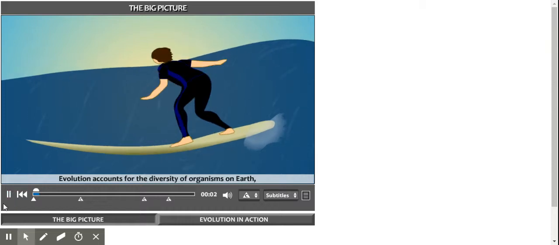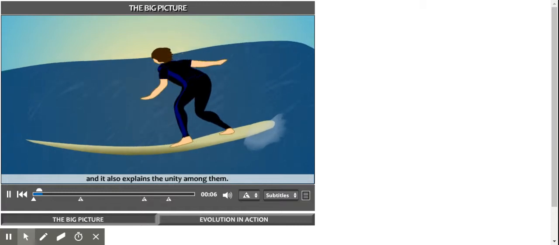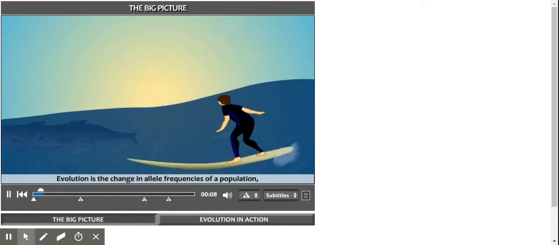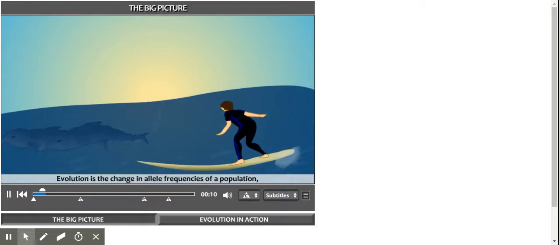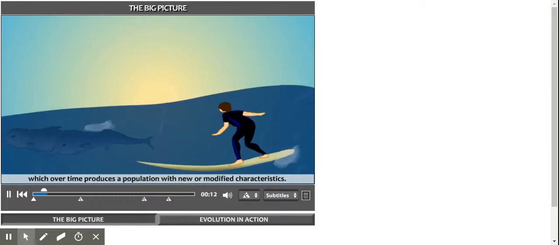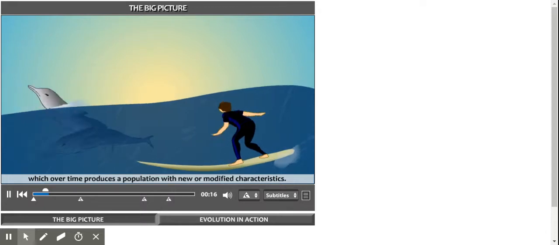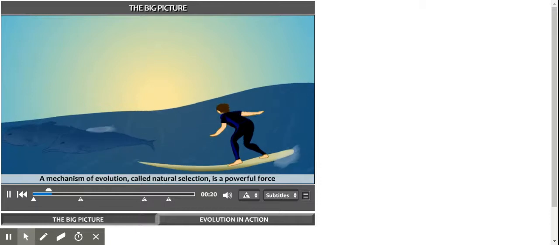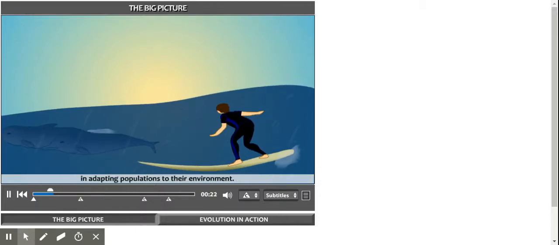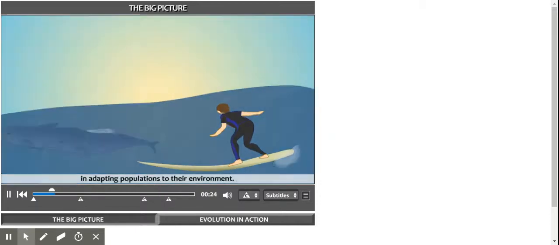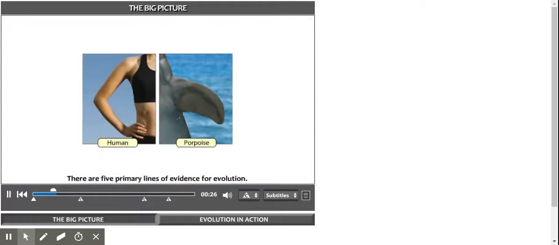Evolution accounts for the diversity of organisms on Earth, and it also explains the unity among them. Evolution is the change in allele frequencies of a population, which over time produces a population with new or modified characteristics. A mechanism of evolution, called natural selection, is a powerful force in adapting populations to their environment. There are 5 primary lines of evidence for evolution.